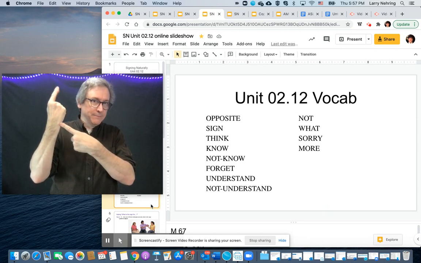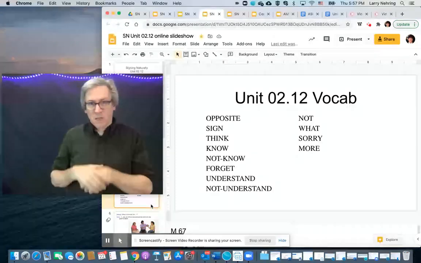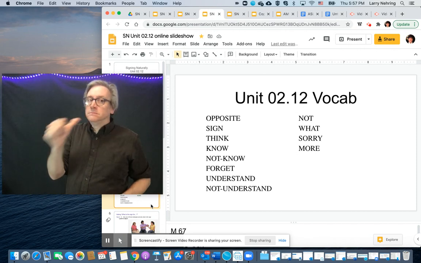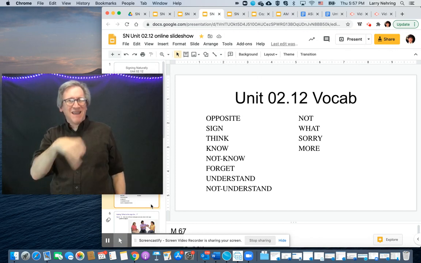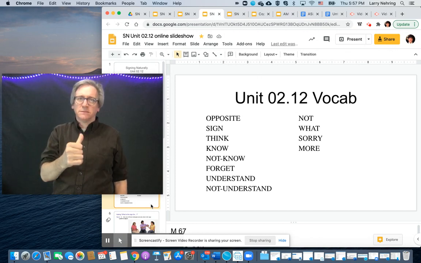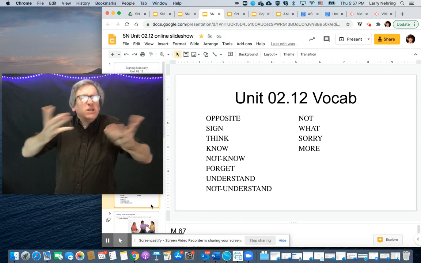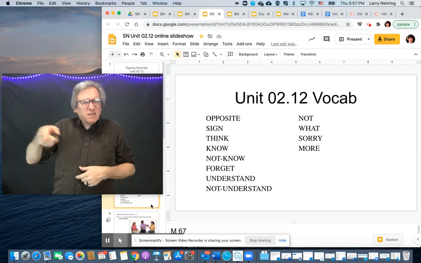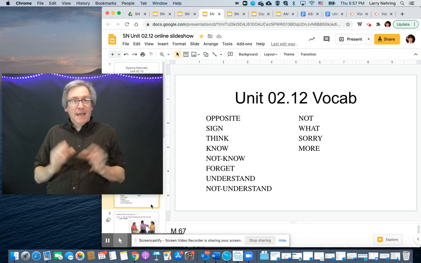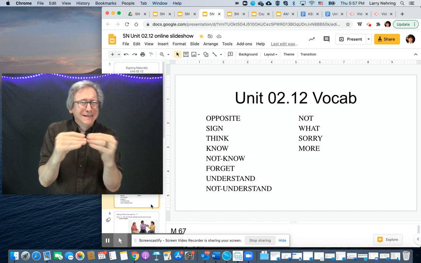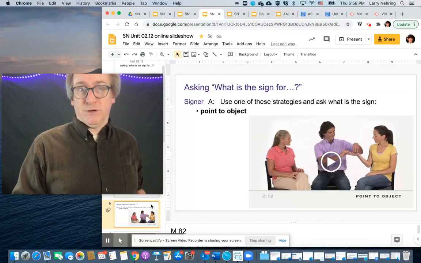This is doing the exact same thing. The difference is, yeah. No. Not. Remember, rubber waddle with your thumb. Not. No, not. What? What is that? What's the sign for that? Sorry, please, and more. Give me more. Don't understand. Give me more. Right. Cool. So that's useful vocab for this chapter.